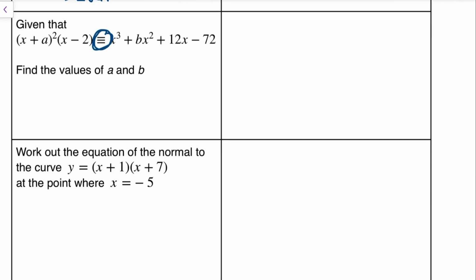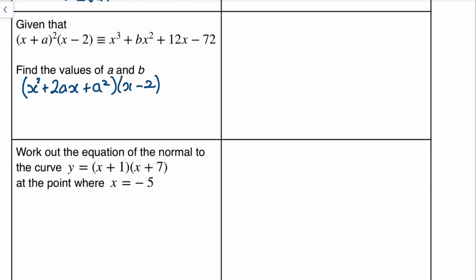So this here means that for all values of x, everything on the left is equal to everything on the right. So therefore it must be the case if I expand the left, I can compare the coefficients because those things must be the same thing. So let's just do that. So I've got x plus a squared. Well, if I expand that, it's going to be x squared plus 2ax plus a squared, times by x minus 2.